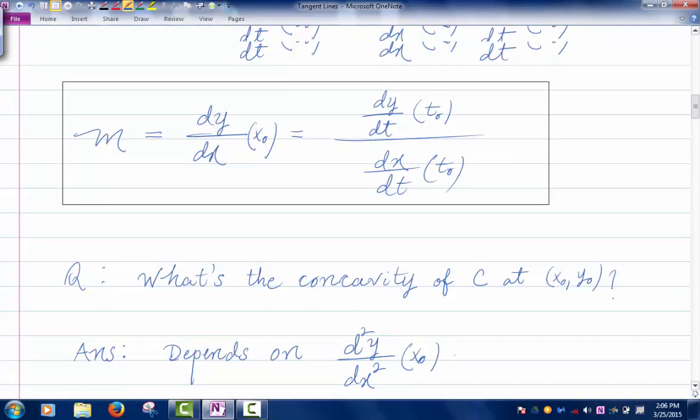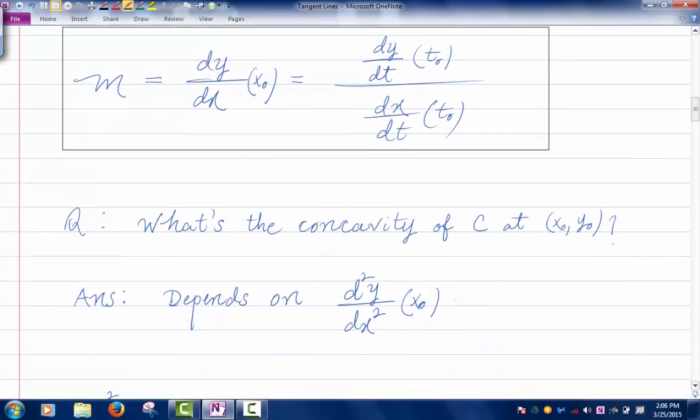Formula number one is for slope. What's the slope of the tangent line at the point x naught, y naught? Well, the slope is given by dy dx at x naught, and the value of dy dx is the same as dy dt divided by dx dt. dy dt divided by dx dt, that's dy dx.